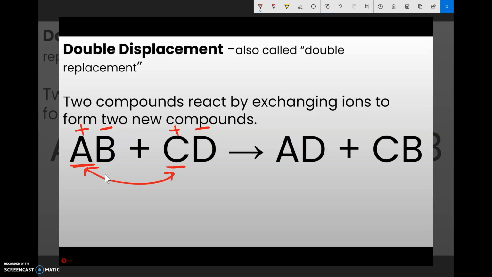And because these are metals, because they have a positive charge, metals always come first on your product side. So you've got the A, and now it's bonded with the D. And then the C is positive, and it's now bonded with the B.